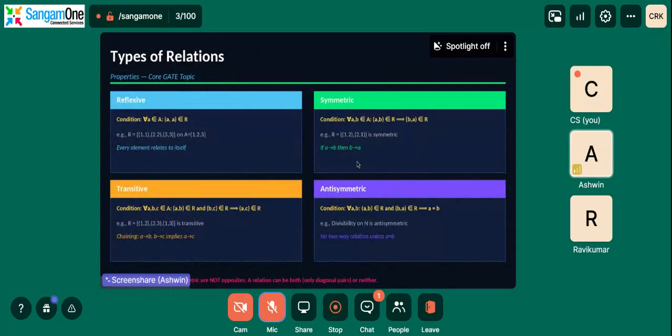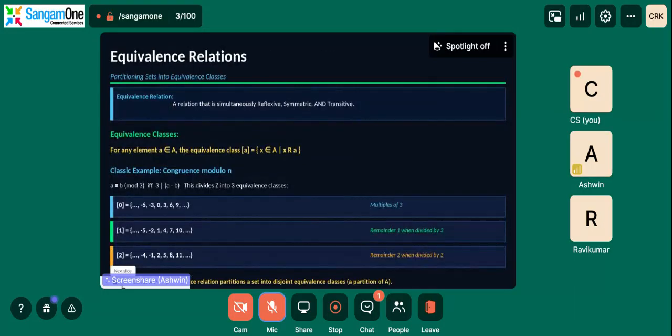If any set and ordered pairs satisfy all the reflexive, symmetric, and transitive conditions, it's called an equivalence relation. Then moving on to equivalence classes.